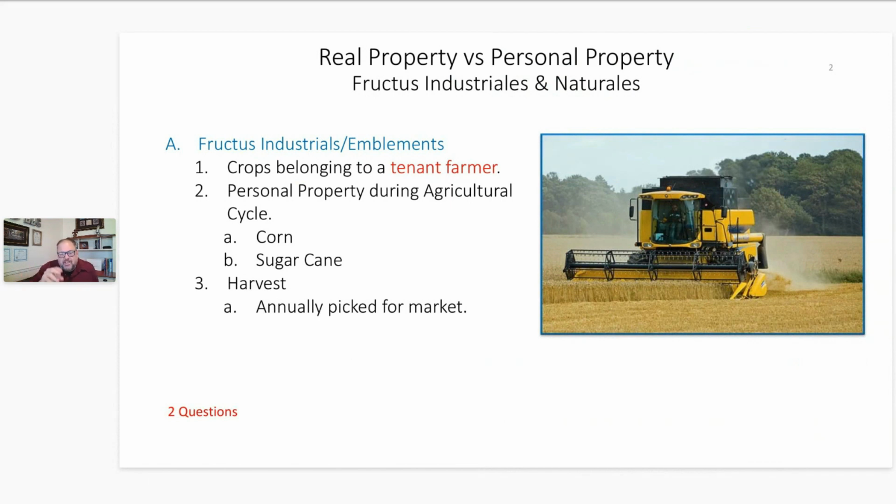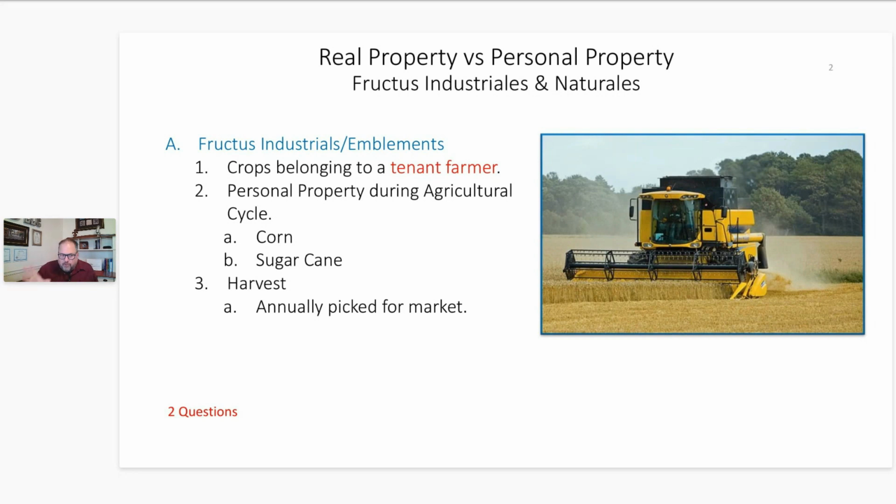What that means, industrials and naturals, is for the industrials, we're talking about crops like wheat, corn. These are big fields, commercial farmers. Okay, and so basically, how this works, especially in Louisiana, in the mid part of the state, these farmers will lease this property from the owner of the land, and then they'll plant their crop as a tenant. They're called tenant farmers. Okay, now it is considered personal property.